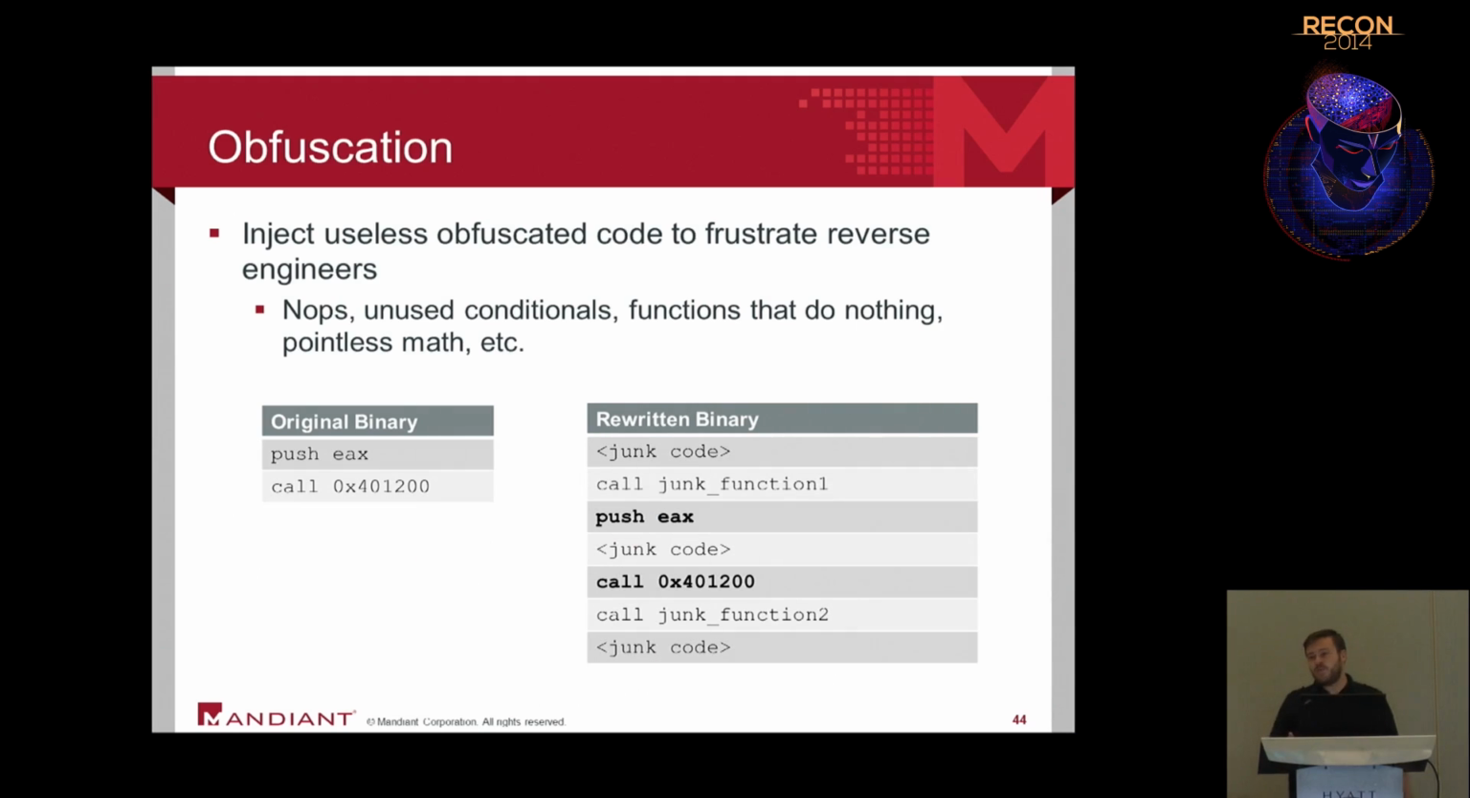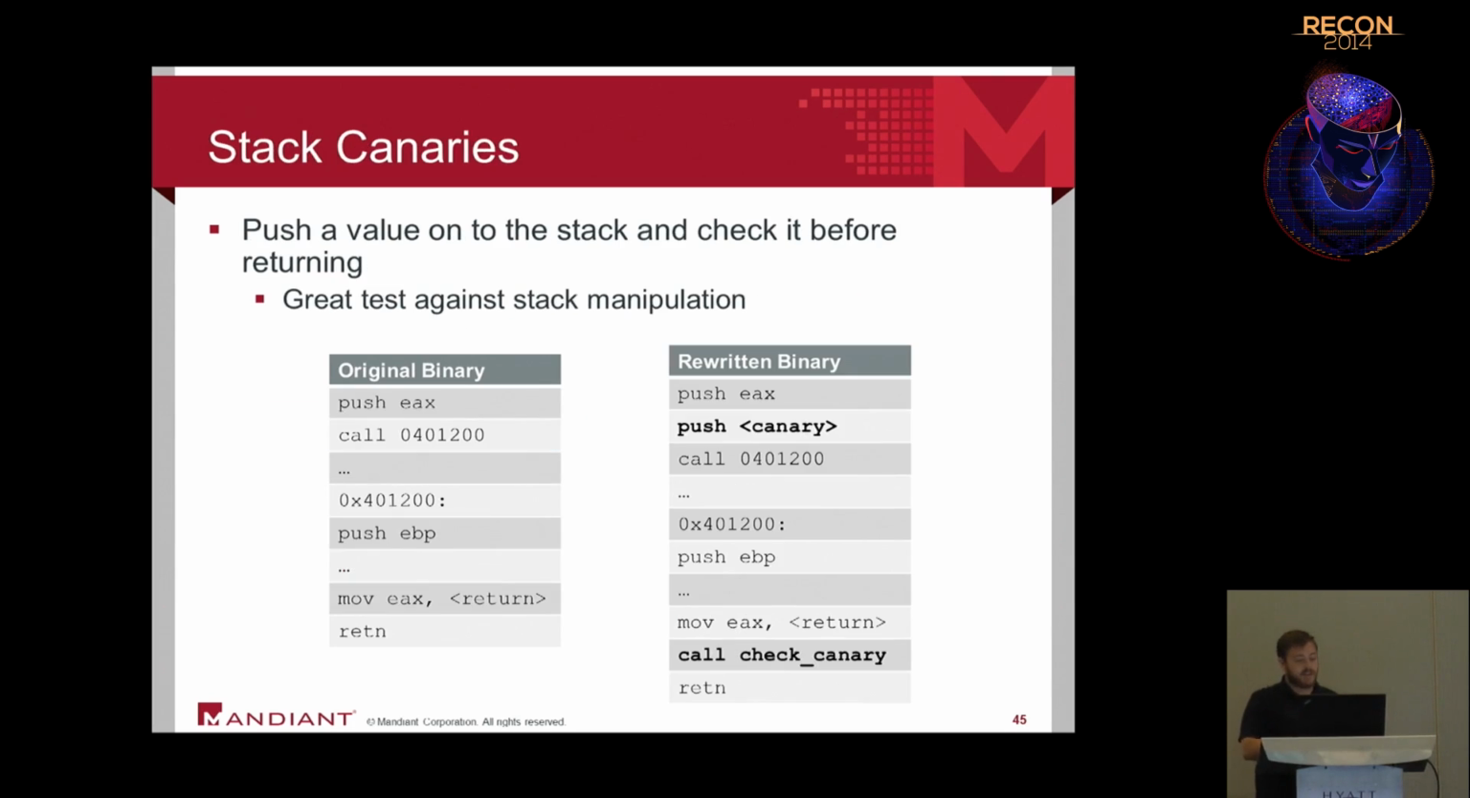So say that you want to take a legacy binary and obfuscate it for some reason. You can make a rewriter that goes through and inserts junk code everywhere. As you can see, the original binary had just this push and call. You can insert junk code all around it and calls to junk functions. There's nothing stopping you from doing that. This is a rewriter you could easily write.